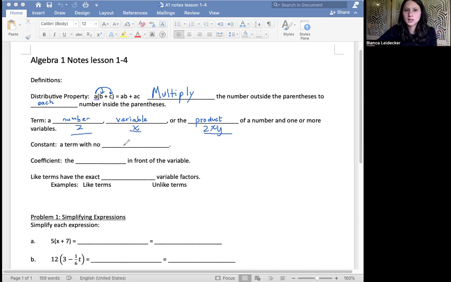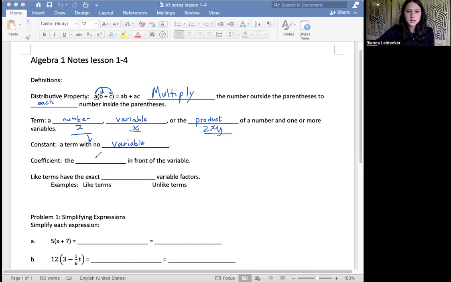A constant is a term with no variable. So up above, which one of these would be a constant? 2 would be the constant. Okay, so that's a term with no variable.